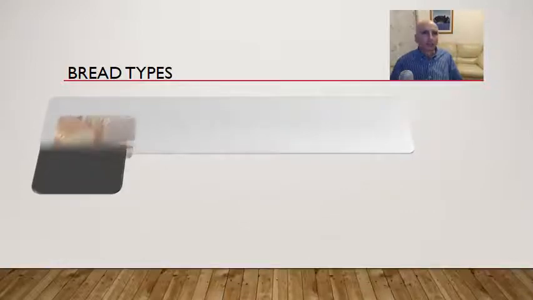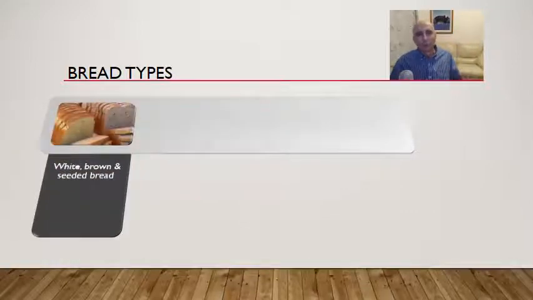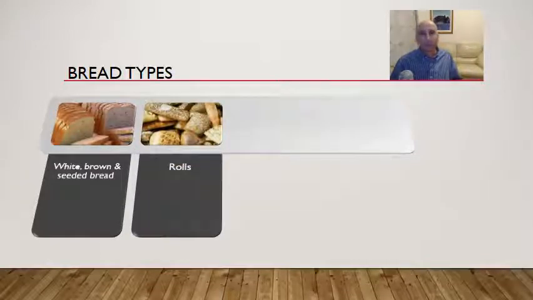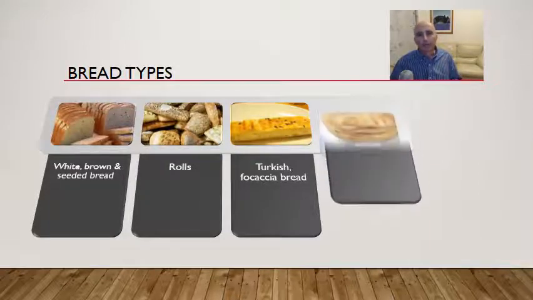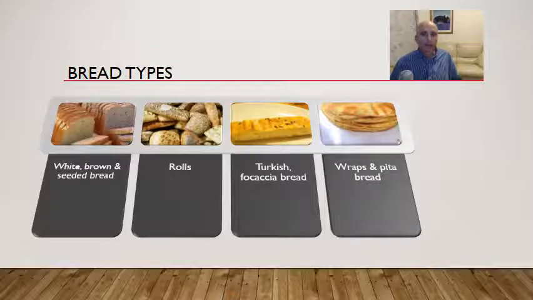When you're looking at a fresh bread, we're looking at white, brown or seeded bread, those loaves that we know fresh out of the oven. You could use all kinds of different rolls, from wholemeal rolls through to tiger rolls, different sesame seeds, nuts on top, so yummy. The ethnic ones that I love, Turkish bread, focaccia bread, and finally we've got wraps and pita bread.